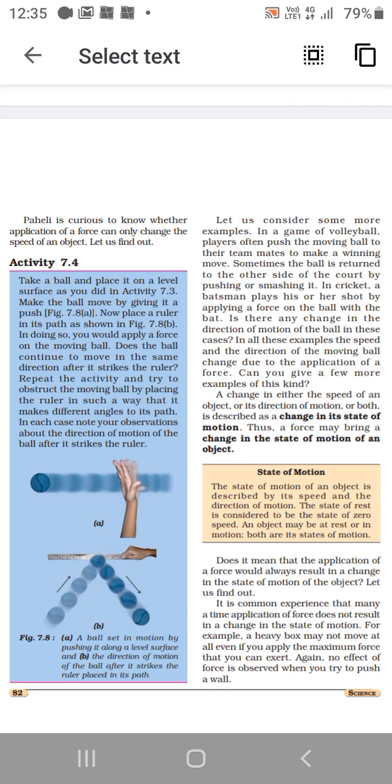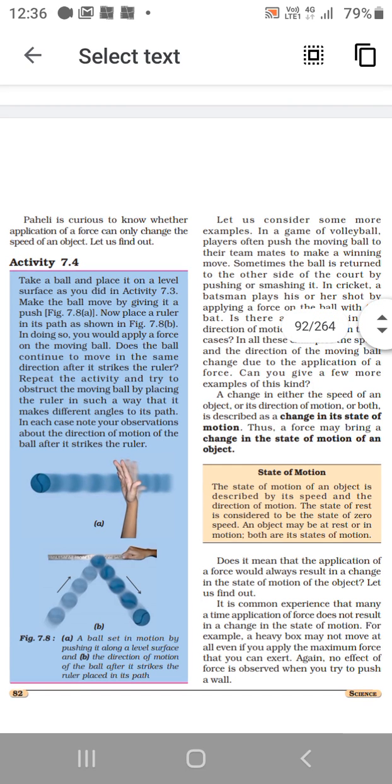Is there any change in the direction of the motion of the ball in these cases? In all these cases, the speed and the direction of the moving ball change due to application of a force. Can you give a few more examples? A change in either the speed of an object or its direction of motion is described as a change in its state of motion. Thus, a force may bring a change in the state of motion of an object.